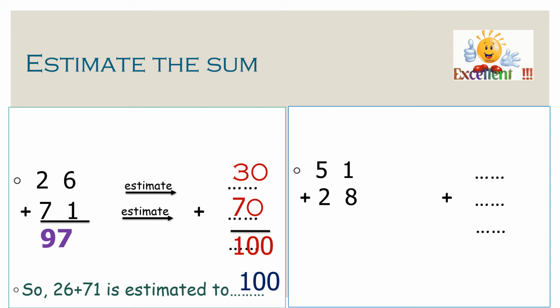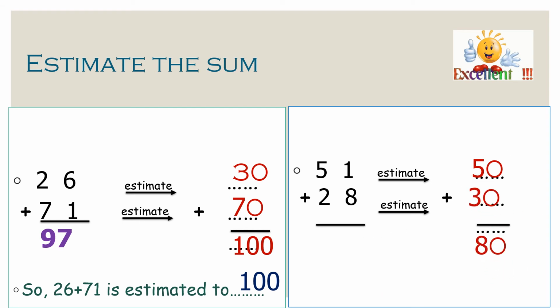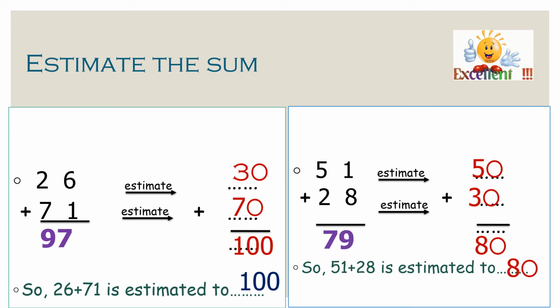Did you get it right? Did you get this one right also? And this is your sum. So what's the estimated value for this? It's 80, yes. What's the real value? 79. Is it close to 80? Yes. So I round, I estimate if I am finding sum, which is adding, or if I am finding difference, which is subtracting. So let's do the subtraction.